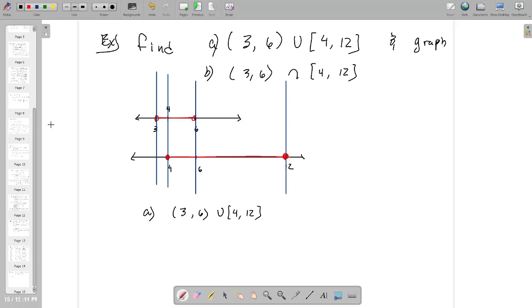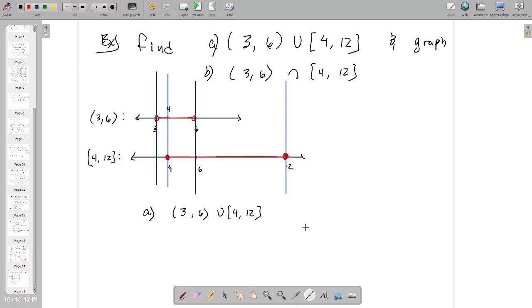In fact, let's write that. 3, 6, and 4, 12. Now remember what these mean, what union means. Union means that we are taking numbers if they are in at least one of the sets. So everywhere you see a red shade, we're going to use that number within our set.